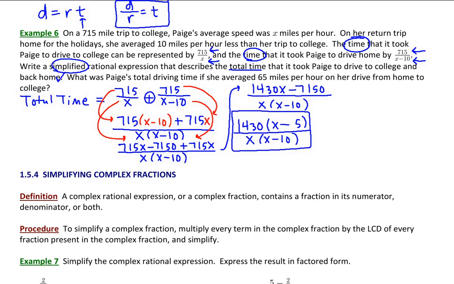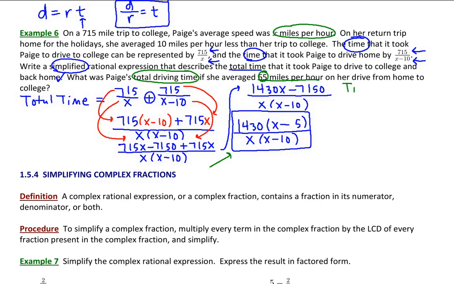Now the next question says, what was Paige's total driving time if she averaged 65 miles per hour on her drive from home to college? So what was Paige's total driving time? Now remember, we just wrote an expression for the total driving time. Now we know that her average speed, which we previously called x miles per hour, is 65 miles per hour. So to figure this out, we're just going to have to plug 65 in for x.